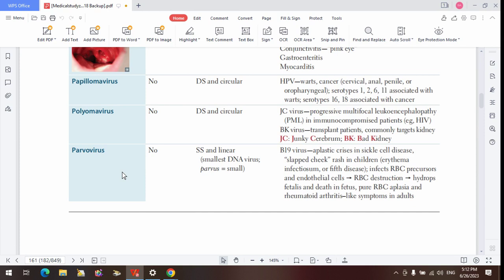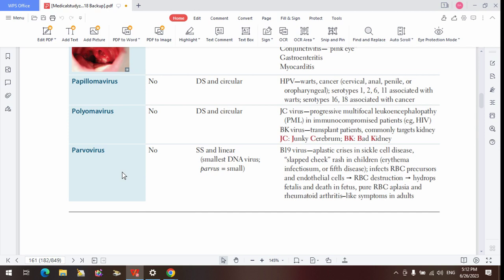It can infect pregnant people and cause some of those infections. It can infect adults that are even immunocompetent and cause rheumatoid arthritis-like symptoms. And it can affect children and cause slapped cheek. It can also infect people that have sickle cell and cause an aplastic crisis.